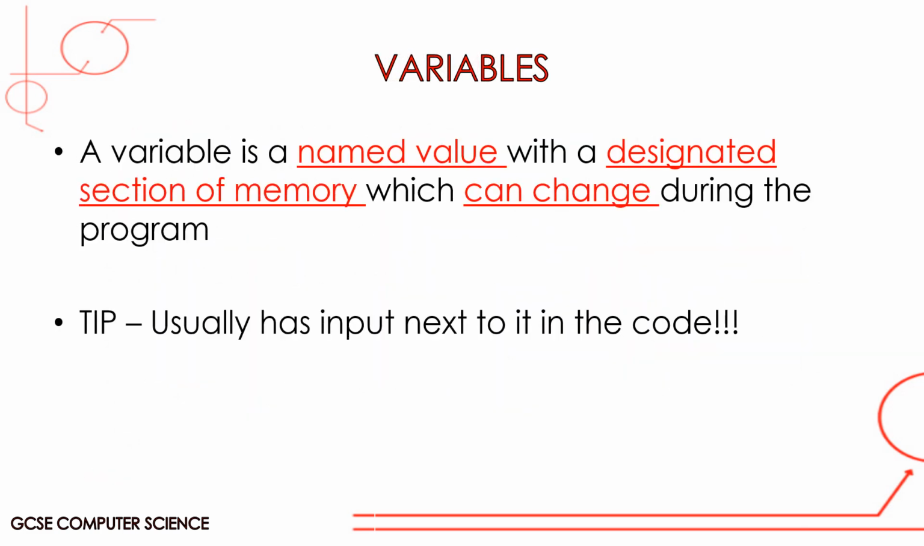Now we are onto the programming section, and the first thing you need to know is a variable. A variable is a named value with a designated section of memory which can change during the program. The tip to spot them in the code is it usually has the word input next to it. So it could be something like x equals input, y equals input. You would know that it's a variable with the word input next to it.